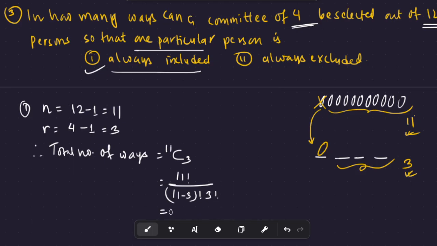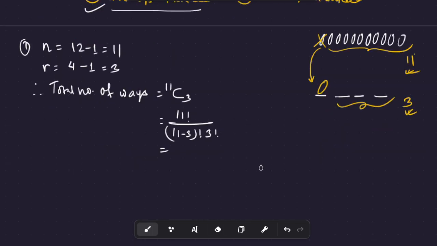Right. Now, can it be expanded or not? 11, 10, 9, 8. 11 minus 3 is 8, so that is why you can stop here at 8 factorial. Now, this 3 factorial can also be expanded: 3, 2, 1, like this.